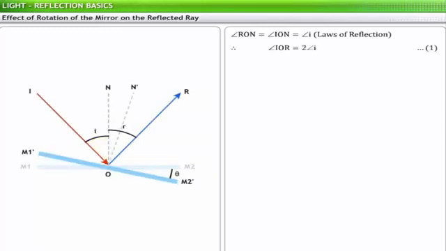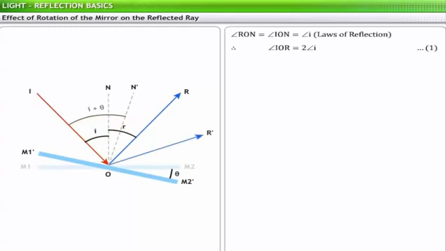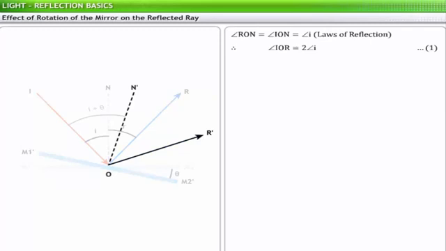Let the mirror be rotated through an angle theta about point O, so that M1', M2' is the new position of the mirror, and ON' is the new position of the normal. The position of the incident ray remains the same, but the new angle of incidence is angle ION'. Angle ION' equals I plus theta. Let OR' be the reflected ray such that angle N'OR' is the new angle of reflection.